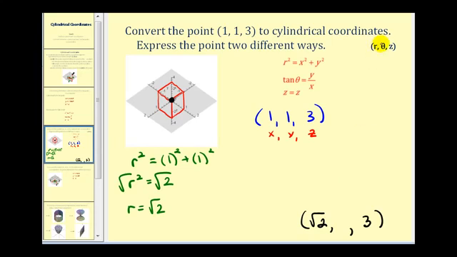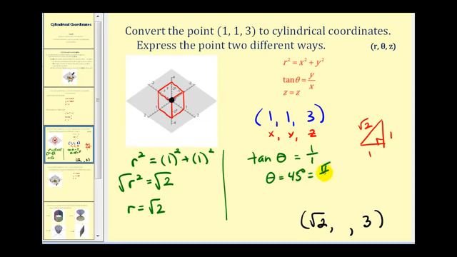And now we need to determine the value of theta, and we can use the second equation here where tangent theta is equal to y over x. So tangent theta is going to be equal to 1 over 1. This should remind us of a 45, 45, 90 right triangle. Remember, there's an infinite number of angles that have a tangent function value of 1. We'll go ahead and use the most obvious one, where theta would have to be 45 degrees or pi over 4 radians. So this would be one way to express this point in cylindrical coordinates.